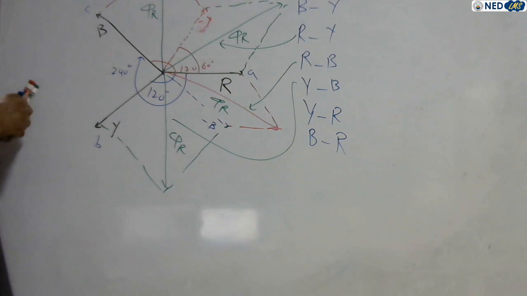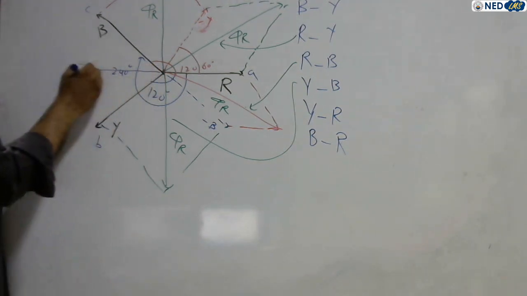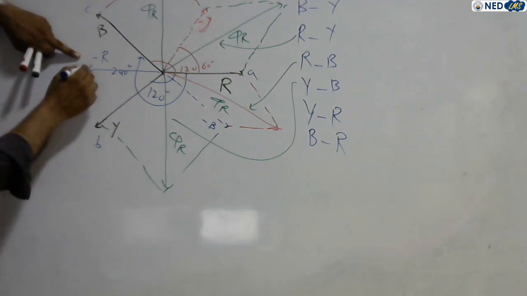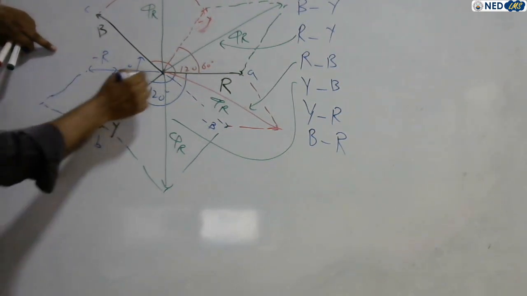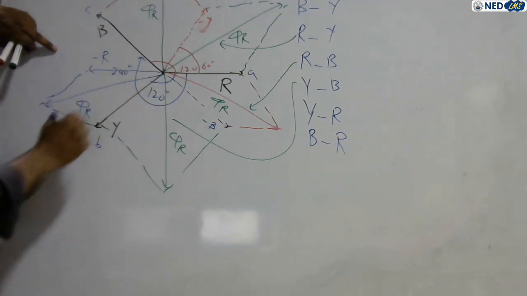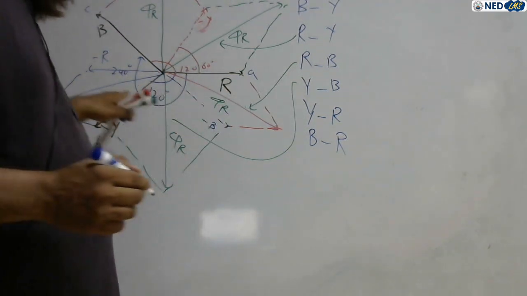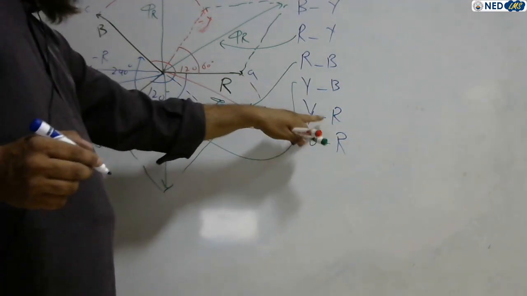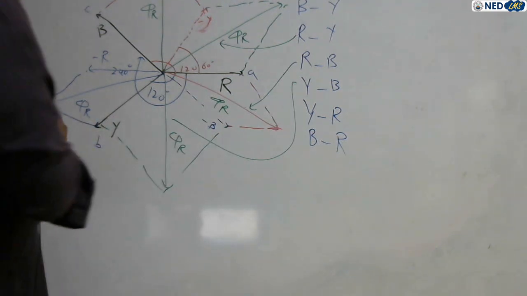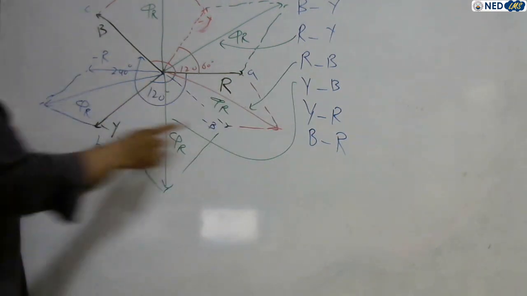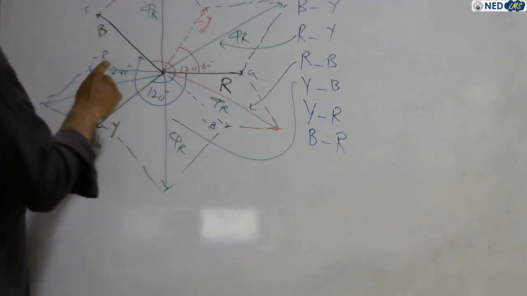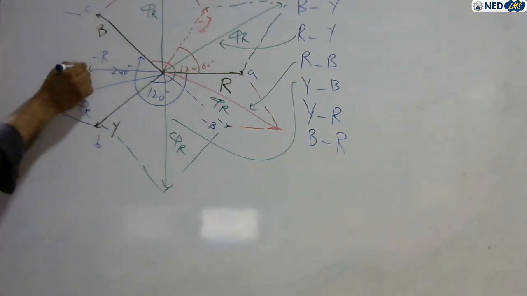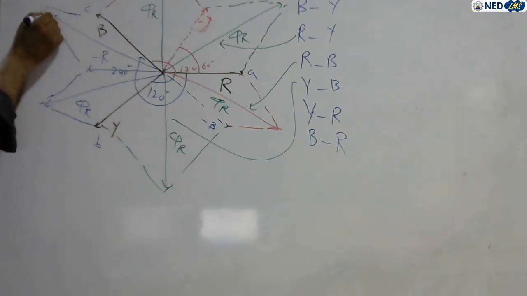Then you have yellow minus red. You draw the negative vector of red, this is minus R, and add it with the positive yellow. The resultant vector comes over here. Now blue minus red: blue positive and minus red, so the resultant vector comes over here.